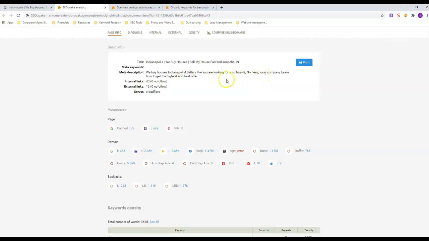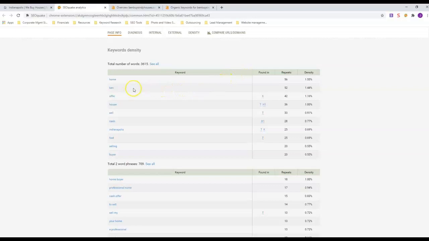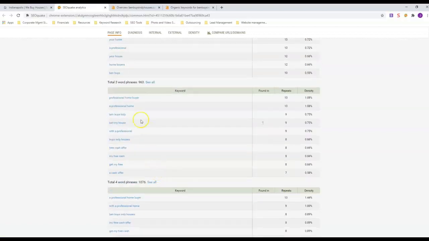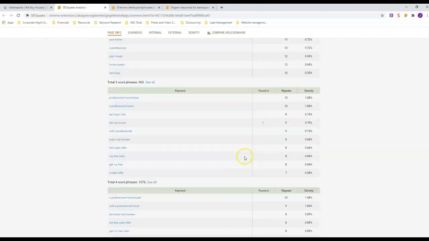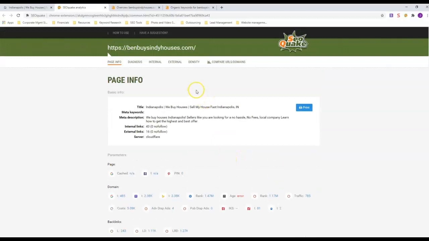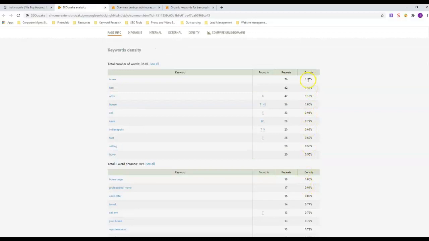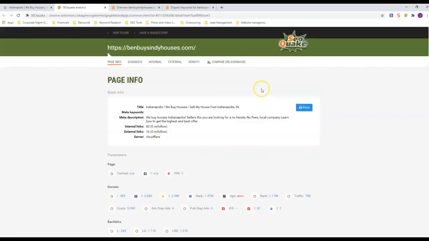He's got the phrase local company, which I don't know if he's ranking for anywhere, but I don't think he is. Then you can see how many of each keyword he has in here, and you really want to look at three-word and above phrases. Sell my house, he's got in there 9 times. Sell my house fast, he's got in there 5 times. You don't want too many, because look at this density over here. He's under 2% on everything, but he's got it in there a number of times because he's got enough content to support it.